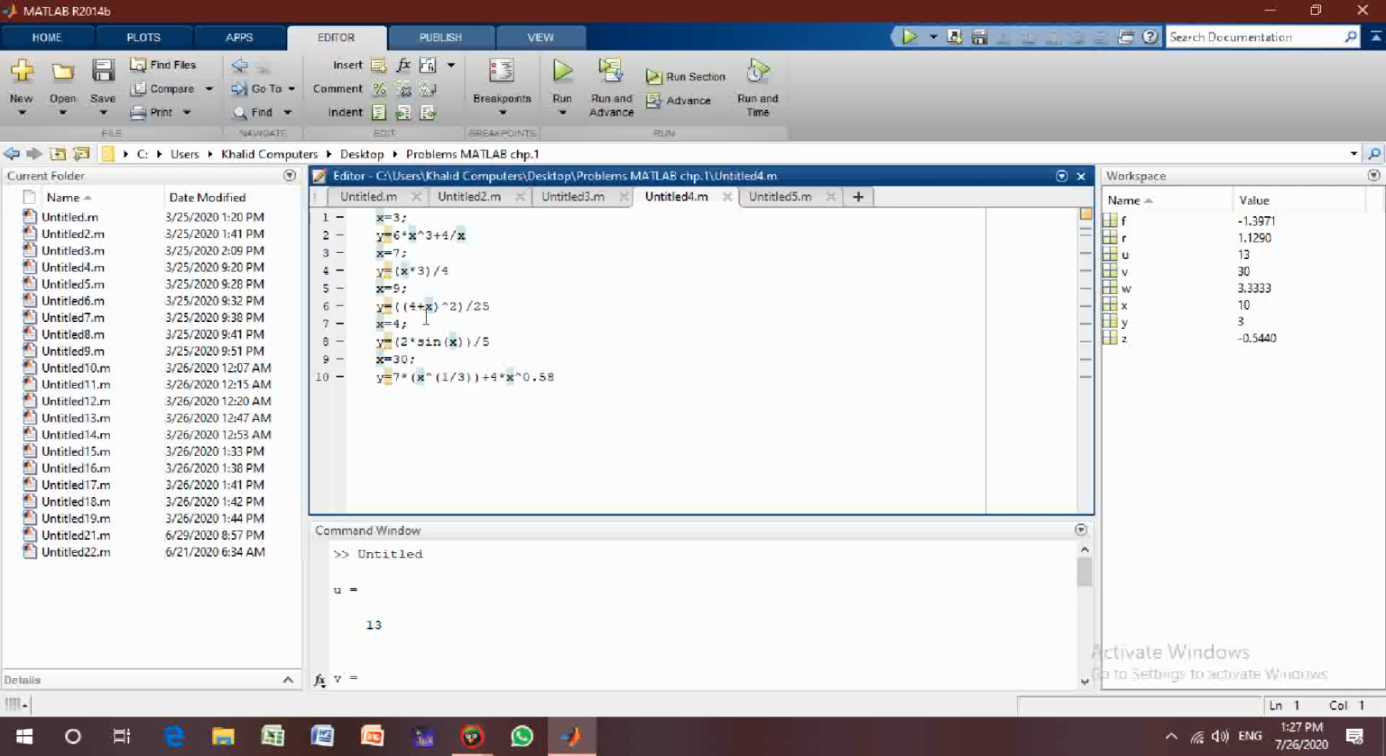Yes, y is equal to in brackets 4x plus x, bracket 1 raised power 2, bracket 1 left division 25. Now we check the result. We check now. Yes, this. It's very easy.